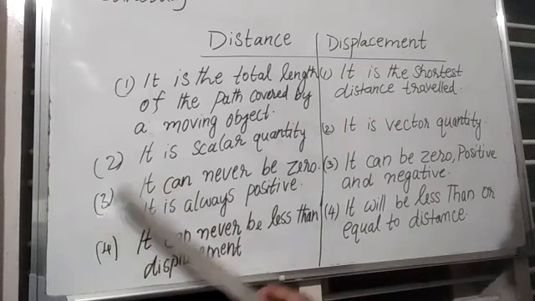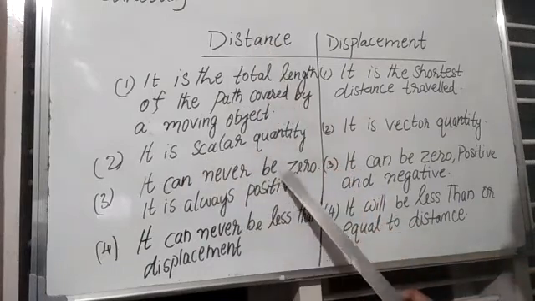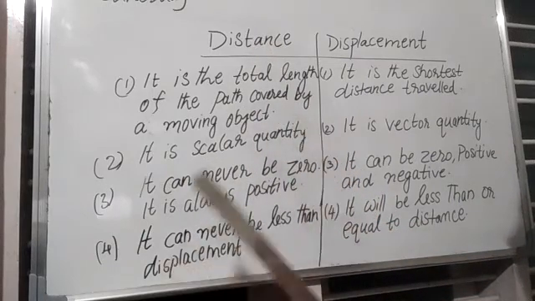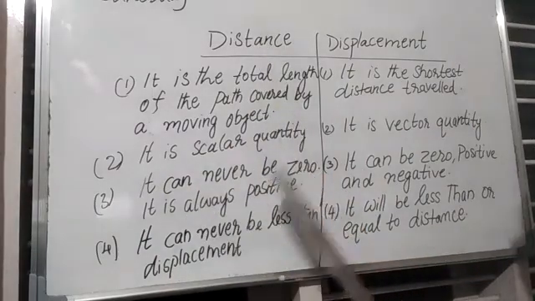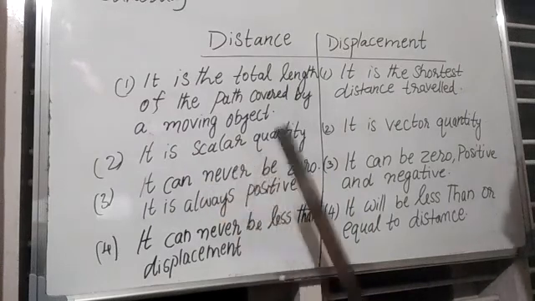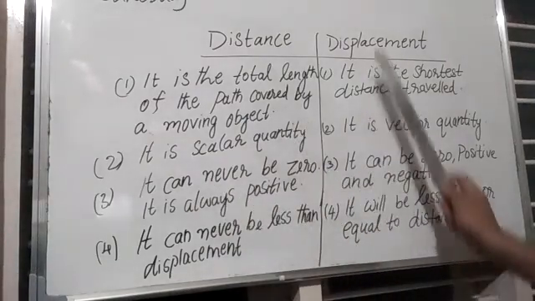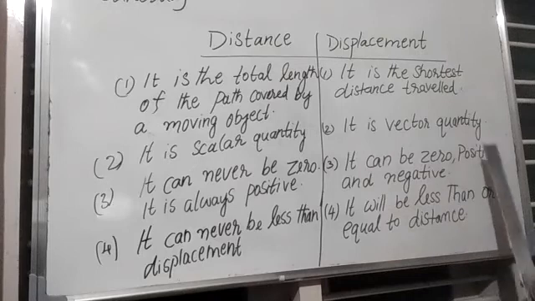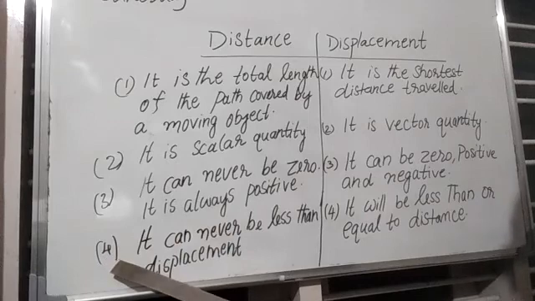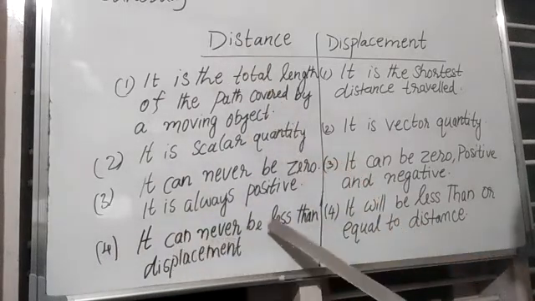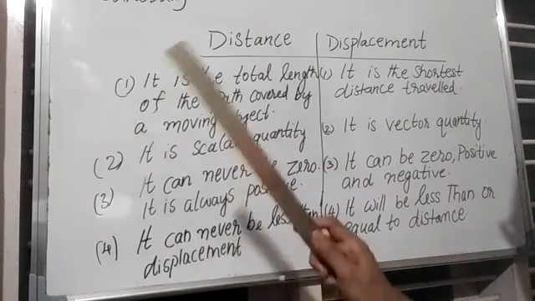The third difference: distance can never be 0. It is always positive. The distance will always be more than 0, it cannot be less than 0. And displacement can be 0, positive and negative also. And the fourth difference I have written here: the distance can never be less than displacement. You have seen distance traveled means the total length of the path.